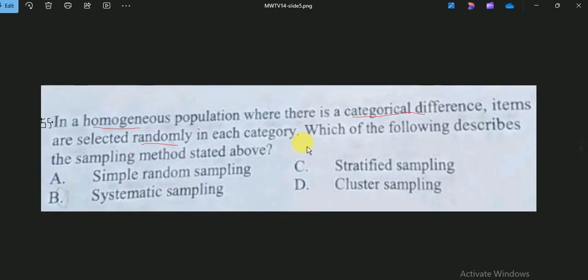Next problem. In a homogeneous population where there is a categorical difference, items are selected randomly in each category. Which of the following describes the sampling method stated above? This problem is about identifying sampling techniques.